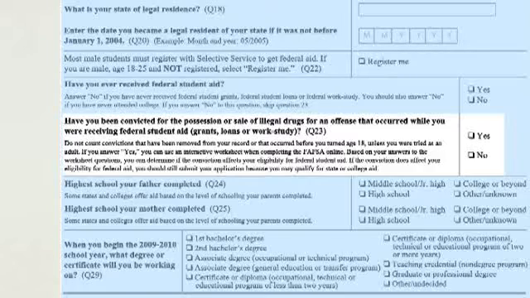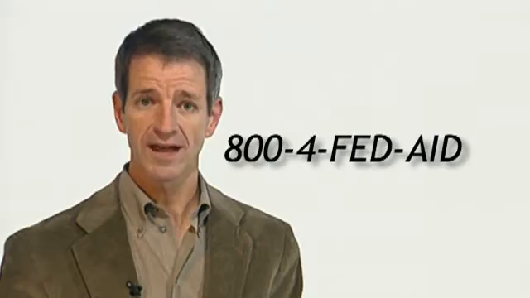This one often raises some concerns. Note that this question asks if you have been convicted of possessing or selling drugs. If you haven't been convicted, say no. If you have, saying yes doesn't necessarily mean you won't get financial aid. You'll just get a worksheet that will ask for more information. In either case, don't leave this question blank. Answer it honestly, yes or no. If you have questions, call the Federal Student Aid Information Center at 1-800-4FED-AID.